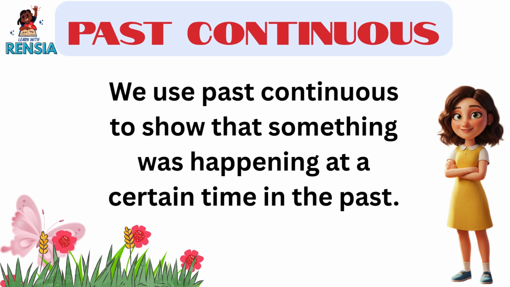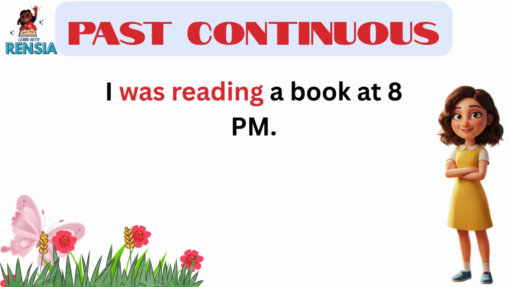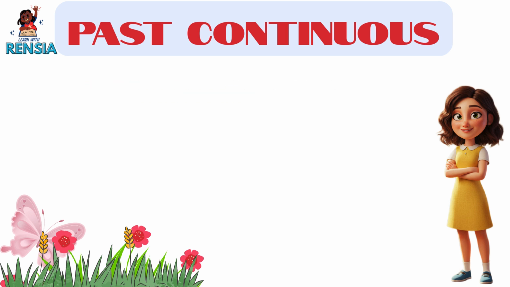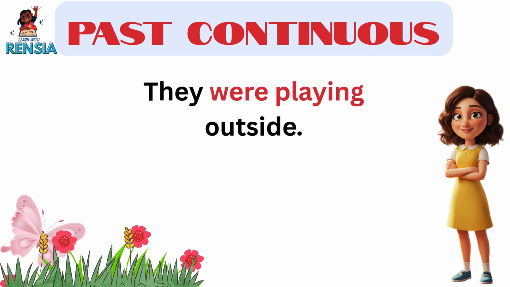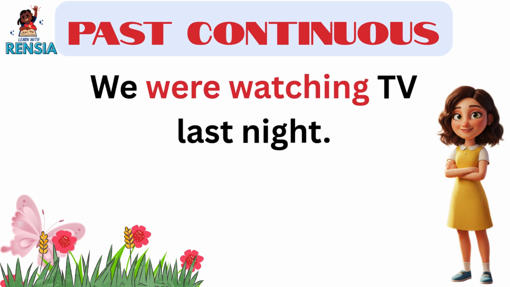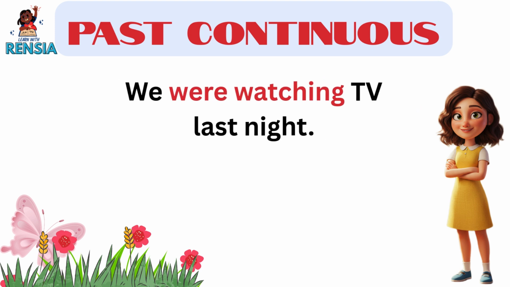Past continuous. We use past continuous to show that something was happening at a certain time in the past. I was reading a book at 8 p.m. She was cooking dinner when I arrived. They were playing outside. We were watching TV last night.